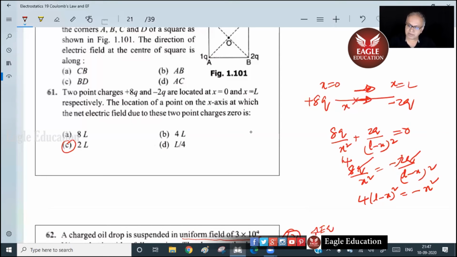Actually, taking square root of this doesn't work. It means it's not going to be here. You need to understand. If I ignore the minus sign, I'll get 2 into (L minus x) is equal to x. So 2L minus 2x equals x. That's not correct once again.